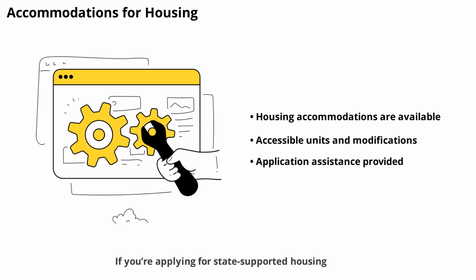If you're applying for state-supported housing, you can request accommodations such as accessible units, modifications to living spaces, or assistance with applications. State offices must ensure housing programs are accessible to people with disabilities.